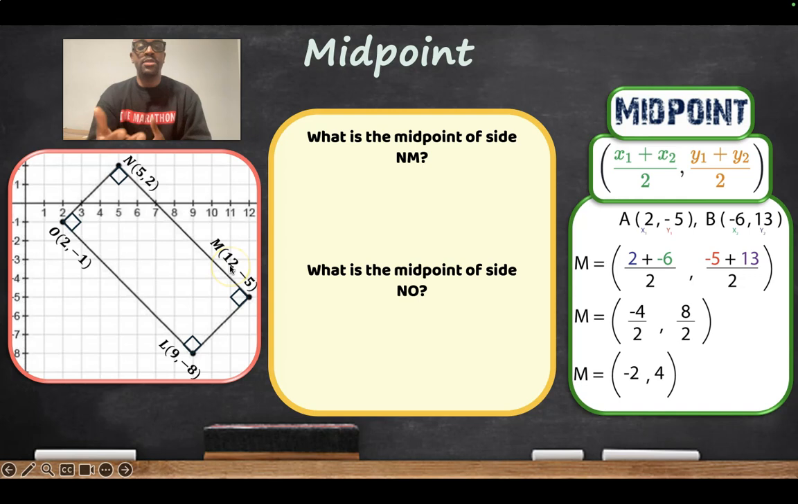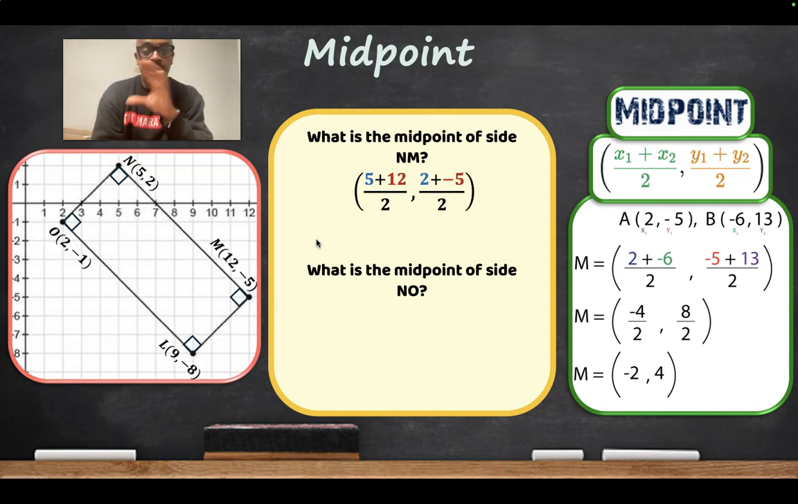So when it comes to midpoint, I know I have to find the average of the x's and the average of the y's. I'm dealing with N and M. So I would take 5 plus 12 for my x's and divide by 2. And then I would take 2 plus -5 for my y's, and I also would divide by 2, as you can see here. From here, you would type all this in together, and then it's going to give you back your answer, which should be 8.5 comma -1.5.